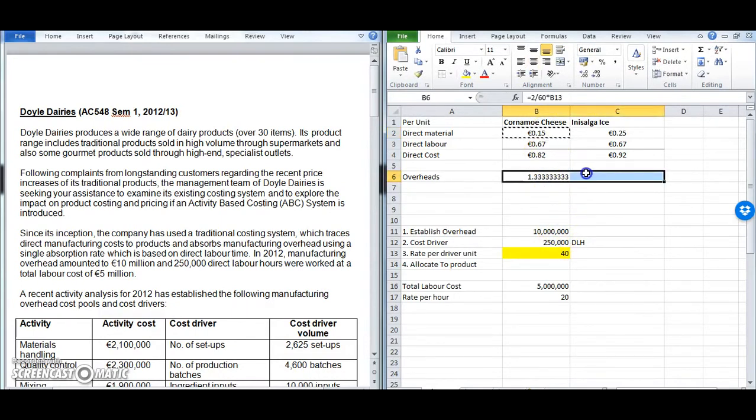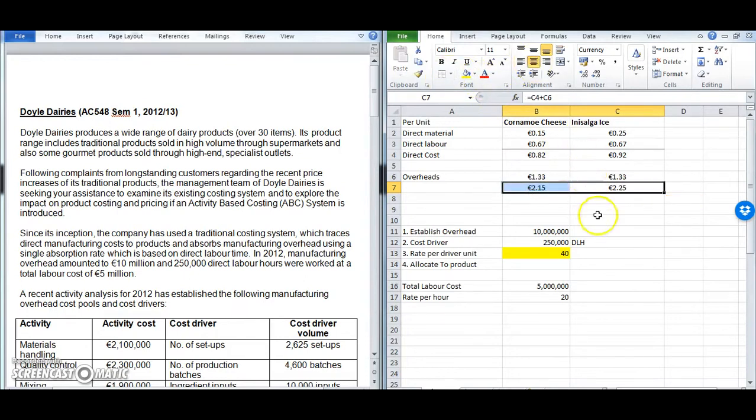So just format these, so make sure they're the same. Likewise, for the ice product, we're again only using 2 minutes of the 60, times the 40, so that means the same amount of overhead is allocated. Now we have our direct cost of 82, plus our indirect cost of 133, getting us to a total product cost per unit of 215 for the corn and mold cheese and 225 for the Insalaga ice.